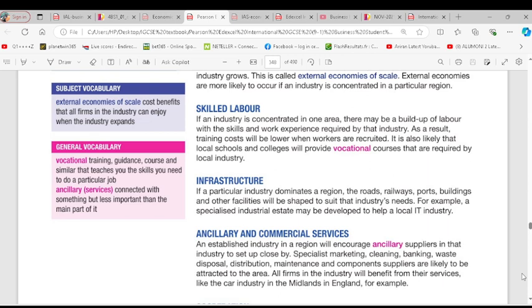It is also likely that the local schools and colleges will provide vocational courses that are required by local industry. So, external economies of scale will happen if an industry is concentrated in a region. That means many.